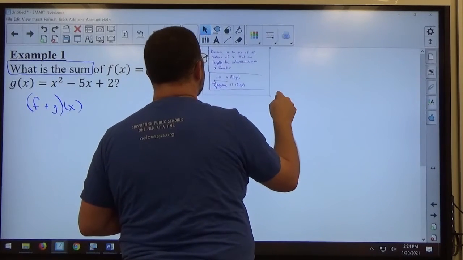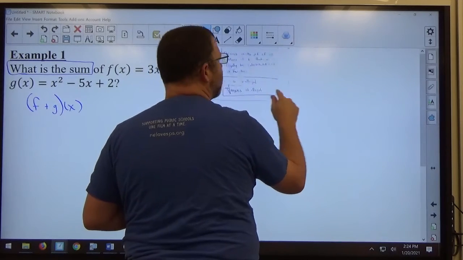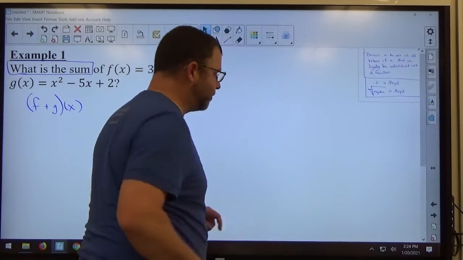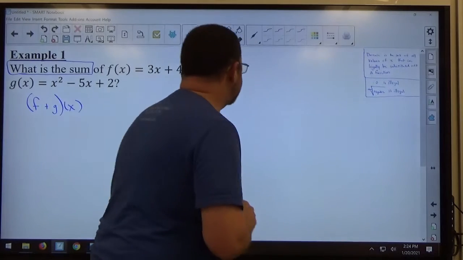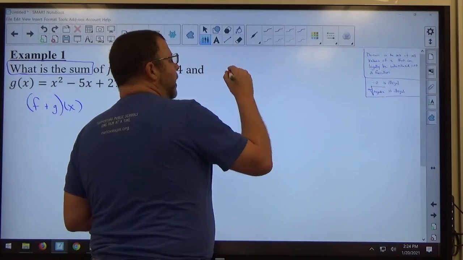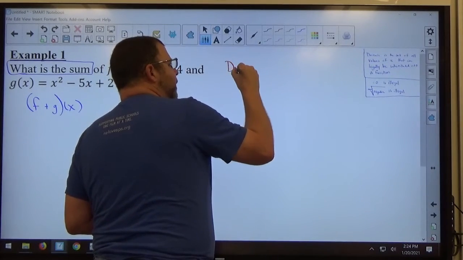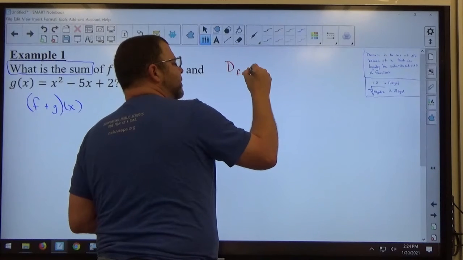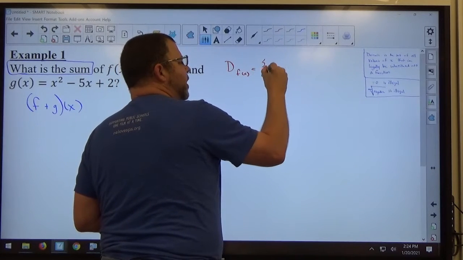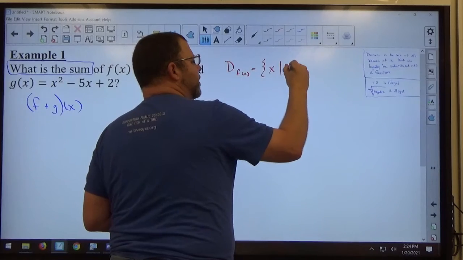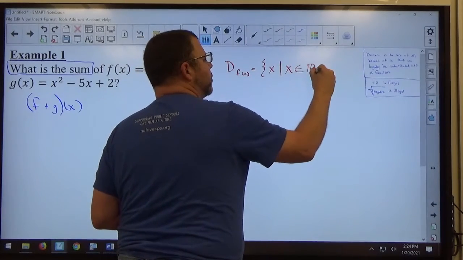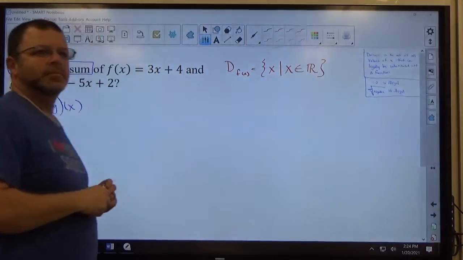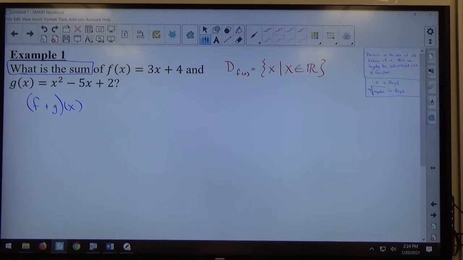That's way too tiny. Let's go there. All right, now it's out of the way. All right, so the domain of f of x equals the set of all x values such that x is an element of the set of real numbers. That's how we write a domain out.